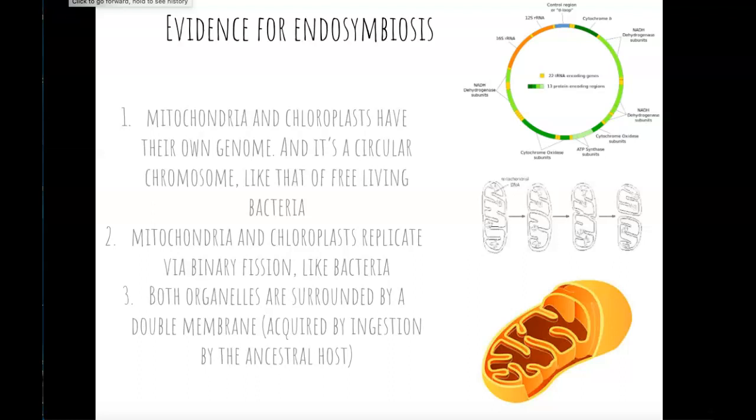The third line of evidence is that both organelles are surrounded by a double membrane, and that was acquired by ingestion by the ancestral host. And so they have the same double membrane that you would find in a free-living prokaryote.